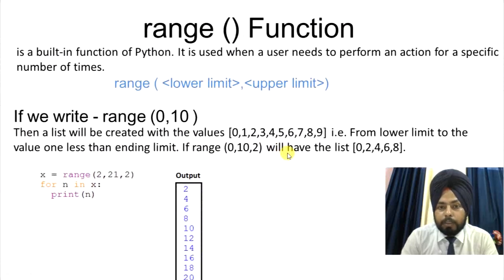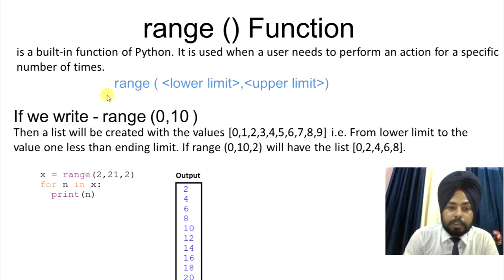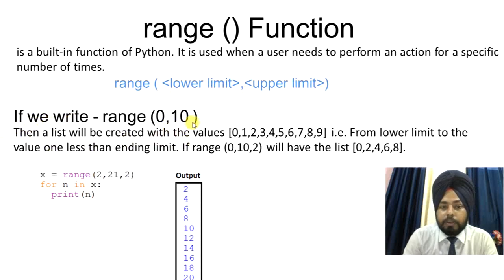One more topic in Python is the range function. It is a built-in function of Python. It is used when a user needs to perform an action for a specific number of times. The syntax is written here: range, then lower limit, then upper limit. For example, if we write range 0 to 10, then it will print the numbers 0 to 9, which means it will print a total of 10 numbers. It will stop at 10, that means it will print up to 9 only.